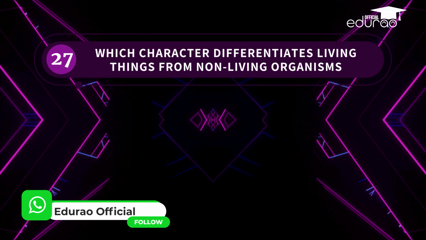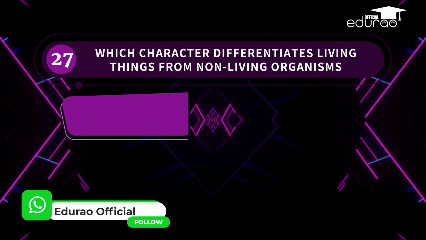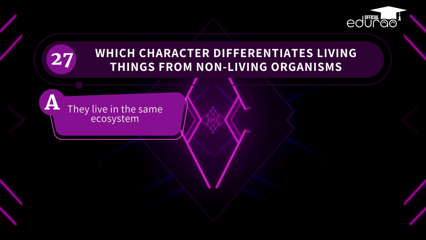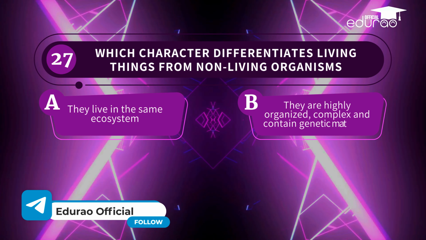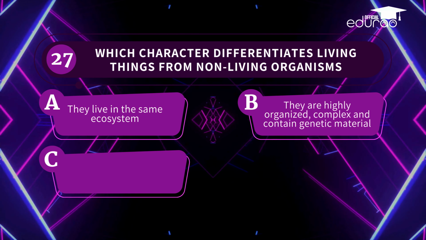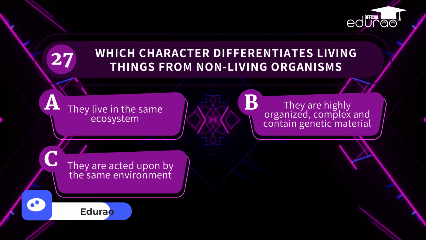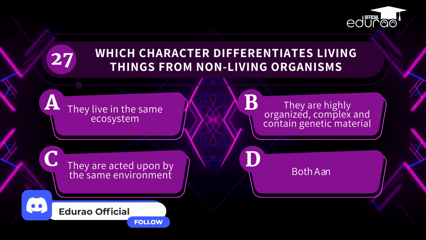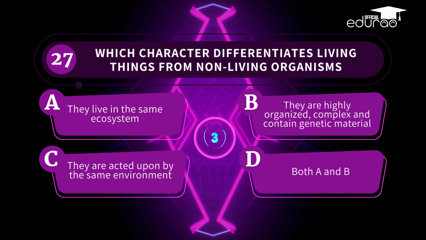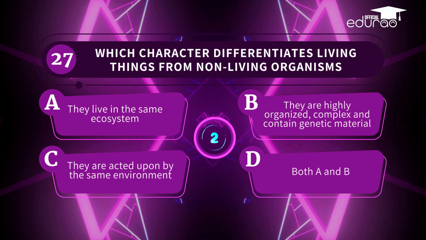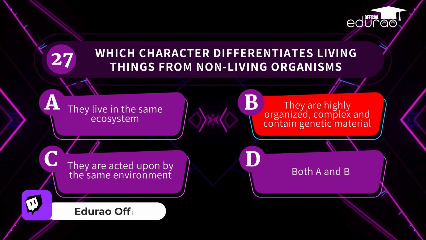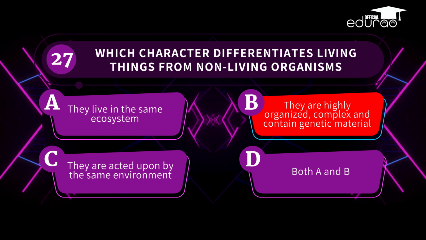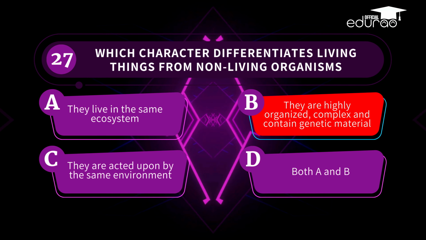Question 27. Which character differentiates living things from non-living organisms? A. They live in the same ecosystem. B. They are highly organized, complex and contain genetic material. C. They are acted upon by the same environment. D. Both A and B. You're completely accurate with that. The correct answer is, they are highly organized, complex and contain genetic material.